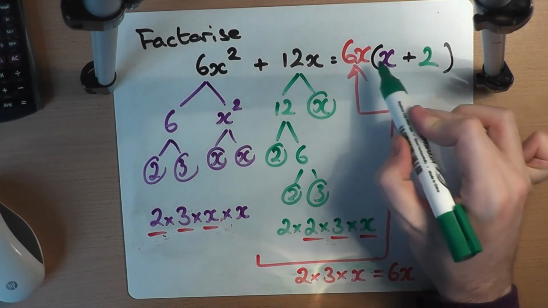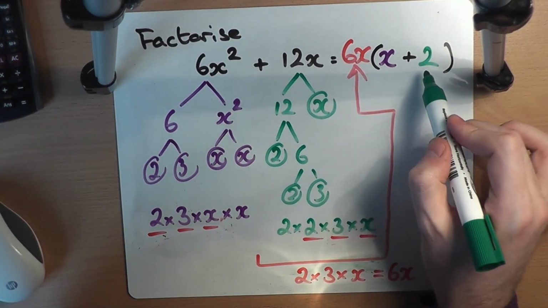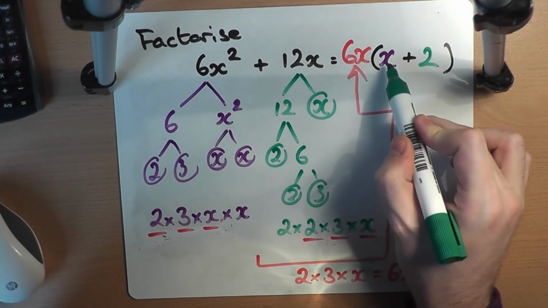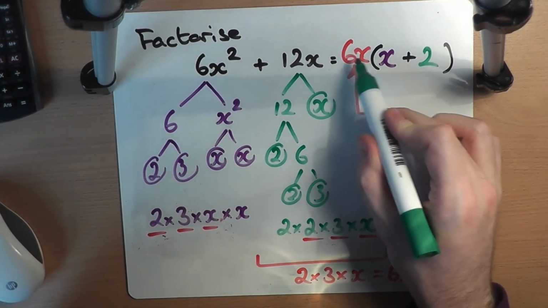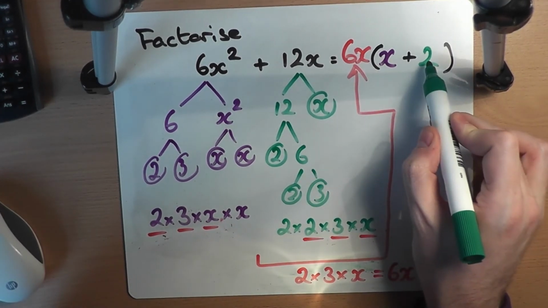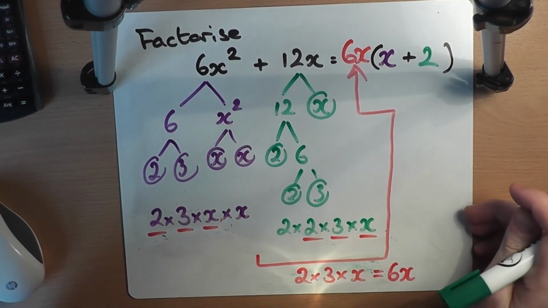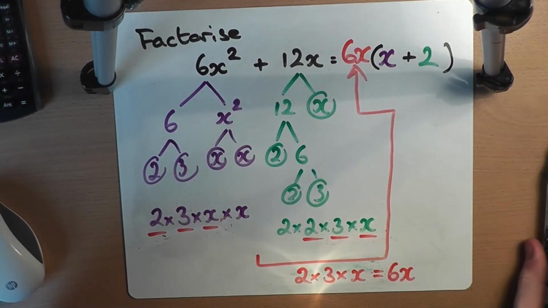the brackets, we should check that the x and 2 have nothing in common. Well, one's a letter on its own and one's a prime number, so that's it. There is nothing that they have in common. And if we did 6x times x, we would get 6x squared. The x times x giving us the x squared. And if we did 6x times the 2, the plus 2, in fact, we would get plus 12x. By expanding, we get back to where we started, so we must have factorised correctly.